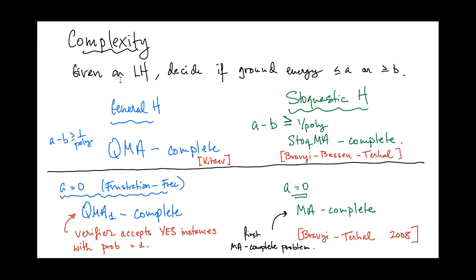This is the result we'll talk about more in depth: on the stochastic side, if we're looking at frustration-free Hamiltonians, this is complete for MA. And this was the first MA-complete problem, which is significant because it comes from the quantum world, for a natural complexity class. The first example of a complete problem comes from quantum complexity.